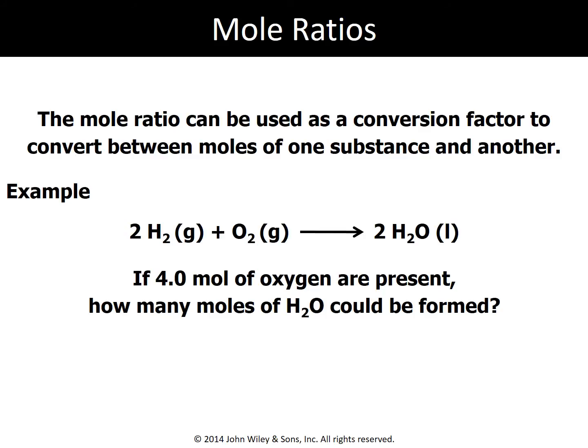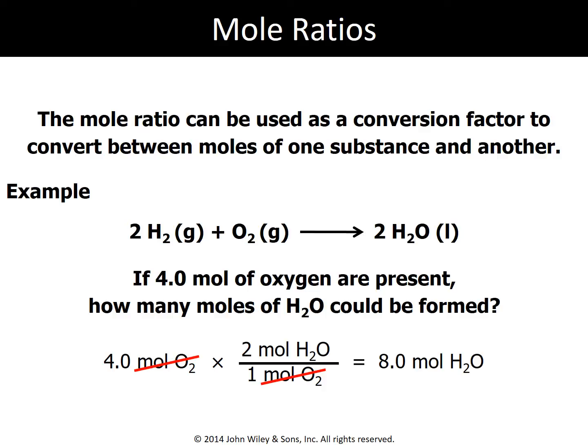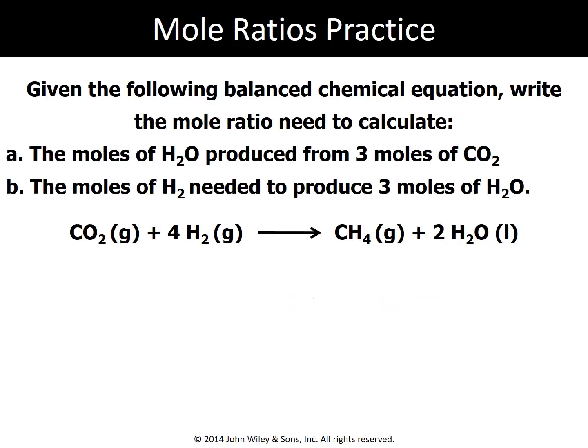If 4 moles of oxygen are present, how many moles of H2O could possibly be formed? We'll always start with what's given. We're going to start with 4 moles of oxygen. Our molar ratio, based on our coefficients, is going to be 2 moles of water to 1 mole of oxygen. Again, pointing out here, moles of oxygen needs to be in the denominator because they need to cancel out. So we'll get 4 times 2, or 8 moles of water.